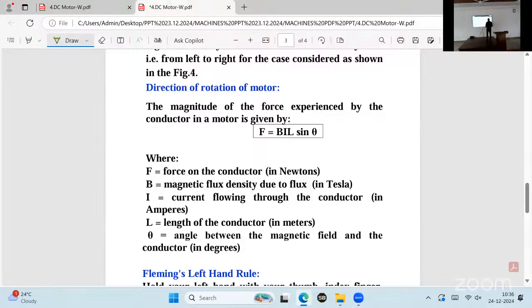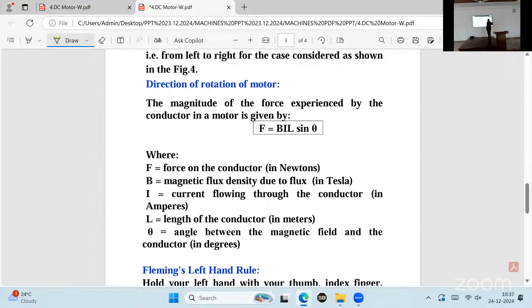Length of the coil: how many conductors you have taken, the copper wire winding from one slot to another. More length, more force; less length, less force. Sin theta means angle: with what angle you are rotating. So this is the formula generated.